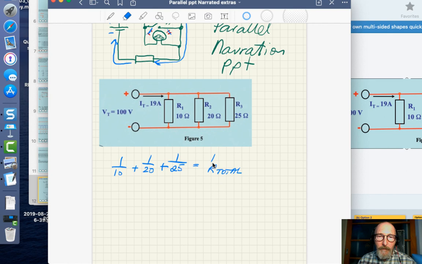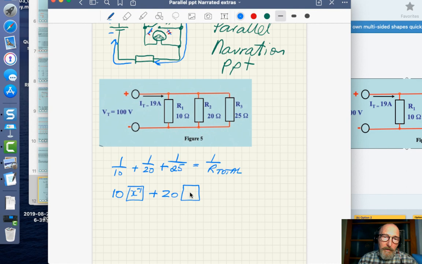Now, in your calculator, what you would do with this, if you've got a Casio calculator, which I guess most of you do have, it would be 10 followed by x to the minus 1, which is reciprocal, add 20 x to the minus 1, add 25, followed by the button x to the minus 1 equals, and then you're going to get your answer. Actually, we don't need that box there, do we? Equals answer, and then one final push of the button, x to the minus 1. And I'm not sure if there's an equals after that or not.